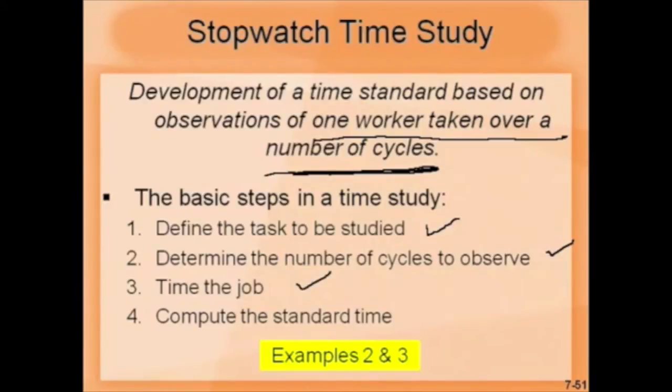Time the job. So then you collect the time, like how much time it takes to do the job, and then compute the standard time.